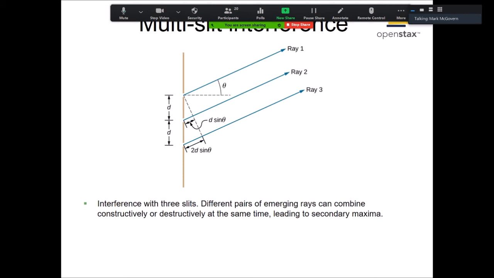What if we don't have 2 slits? What if you have 3 or 4 or 5 or 1,000? What happens then? Well, you have interference from multiple slits now, and the same thing applies. If you have 2 slits, you're interested in the small separation that corresponds to the distance between the slits. But if you have a third slit after that one, with a 2D distance, that's going to produce patterns too. A fourth slit is going to be 3D sine theta, and a fifth slit is 4D sine theta. They're all going to produce patterns.